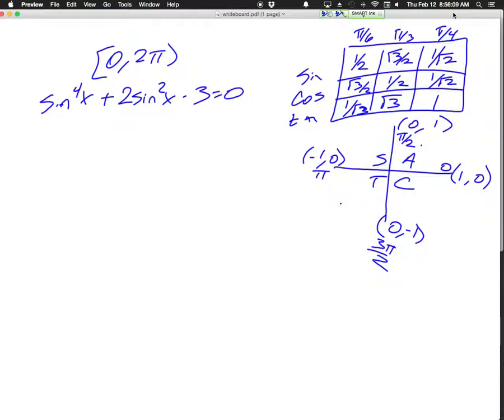So I have sine to the 4th plus 2 sine squared minus 3 equals 0. Factor. What is it I'm dealing with? What is sine to the 4th plus 2 sine squared minus 3? It's a trinomial, which factors into 2 binomials. So sine squared, I'm going to have 3 and 1. That tells me signs are different. That one tells me the biggest one is positive.